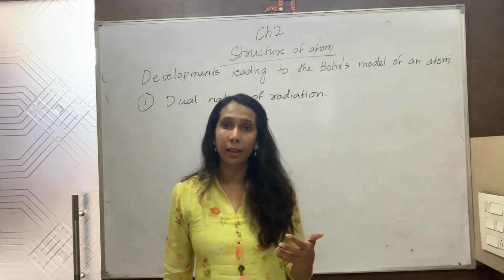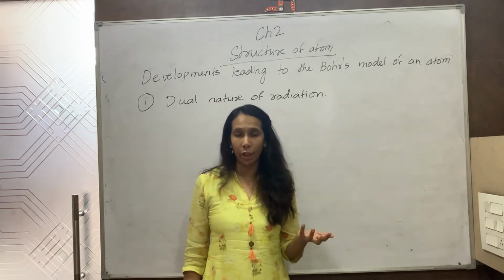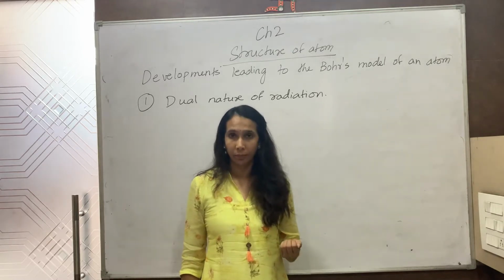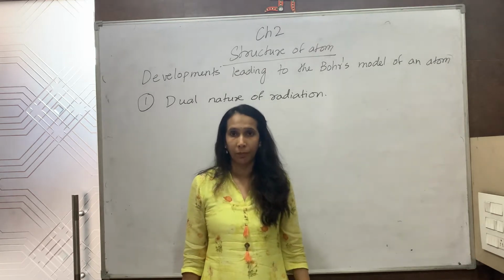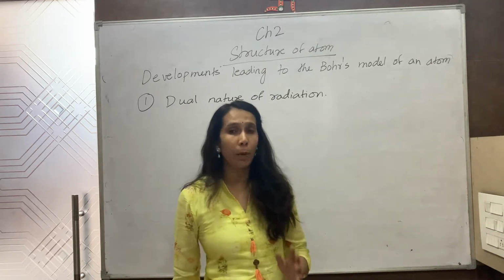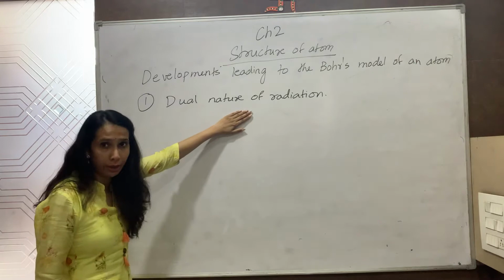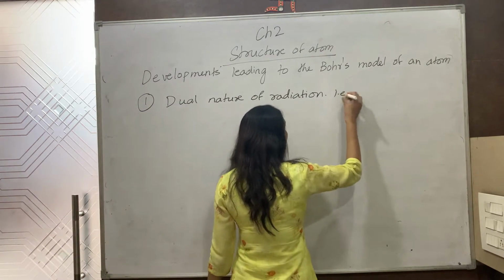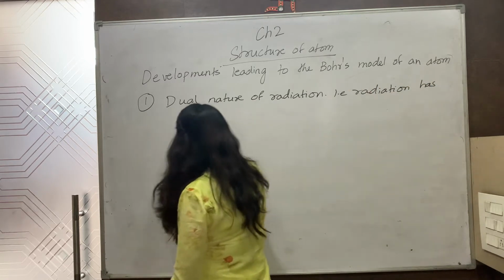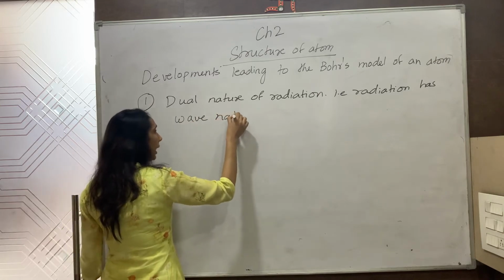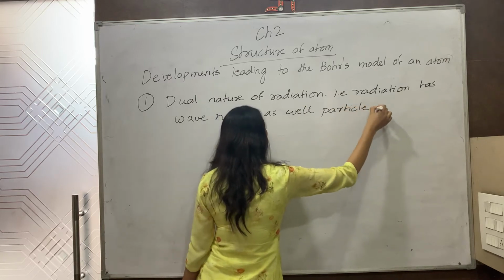Firstly, it was considered that light or any thermal radiations have wave nature. Later on, it was found that no, it has got particle nature. But there were some properties which could be explained by wave nature and some by particle nature. So the concept of dual nature of radiation came. That is, radiation has wave nature as well as particle nature. We will do this in detail.